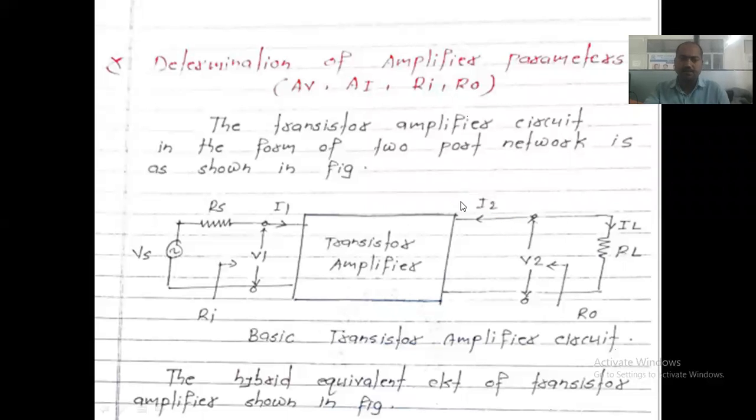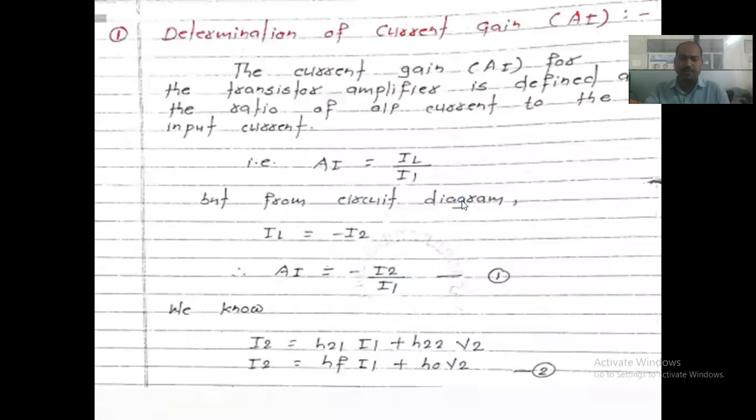We now come to the first point, that is the determination of current gain. What do we mean by current gain and voltage gain? For driving purposes, any device needs current, not voltage. Voltage does not act as power, whereas current acts like power. So the current gain of any device is important for us. That's why we have to see the current gain.